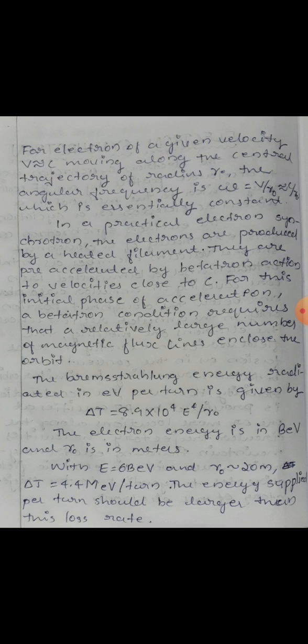Then the bremsstrahlung energy radiated in electron volt per turn is given by delta T equal to 8.9 times 10 raised to 4, E raised to 4 per R0. With E equal to 6 GeV and R0 almost equal to 20 meters, delta T is equal to 4.4 MeV per turn. The energy supplied per turn should be larger than this loss rate. That's all.